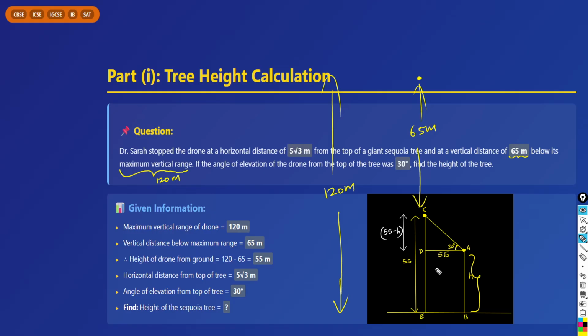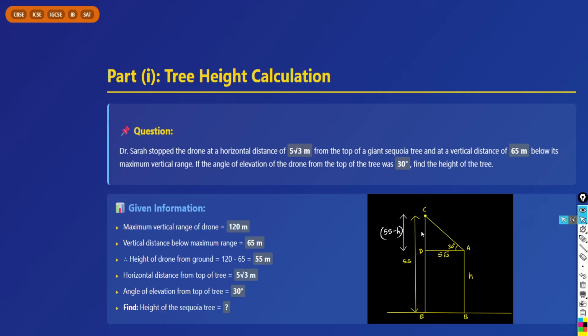What does it mean? So what is the distance of this drone from the ground? That distance would be 120 minus 65. That distance would be 55 meter from the ground. Let h be the height of this tree. Therefore, AB and DE both will be h. What would be CD? This is 55 and this is h. So CD would be 55 minus h. I hope these things are absolutely clear.